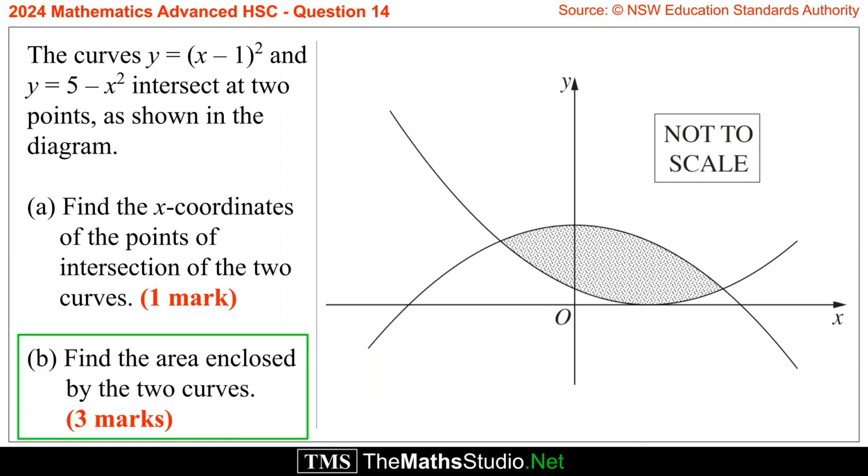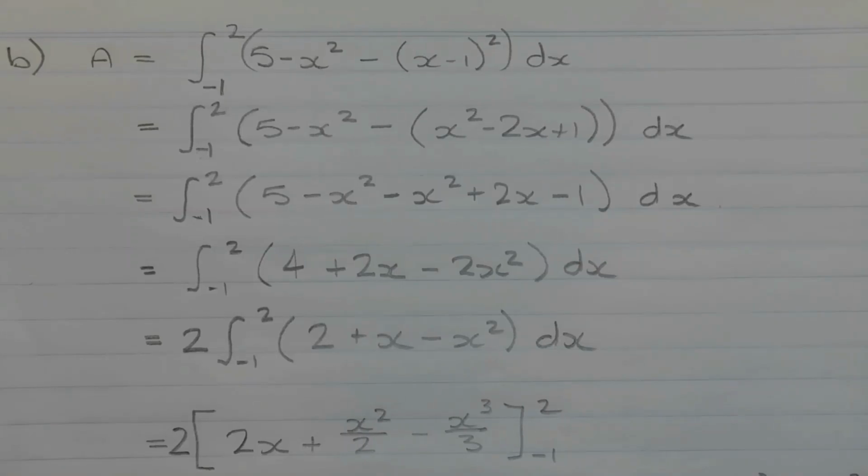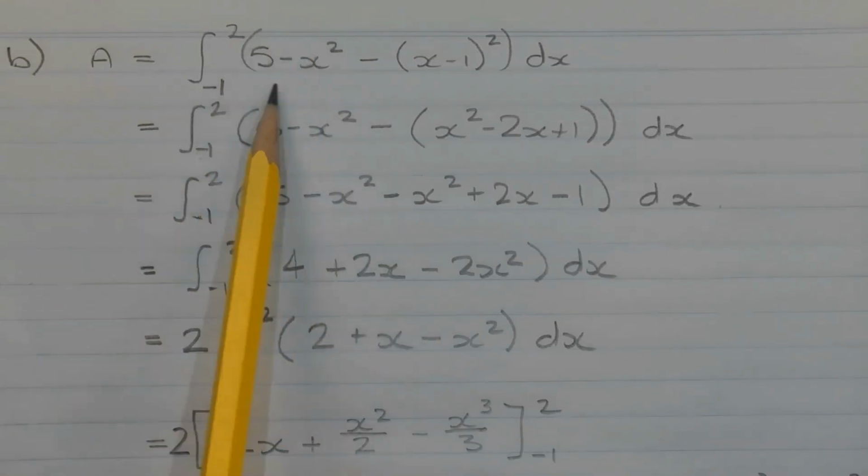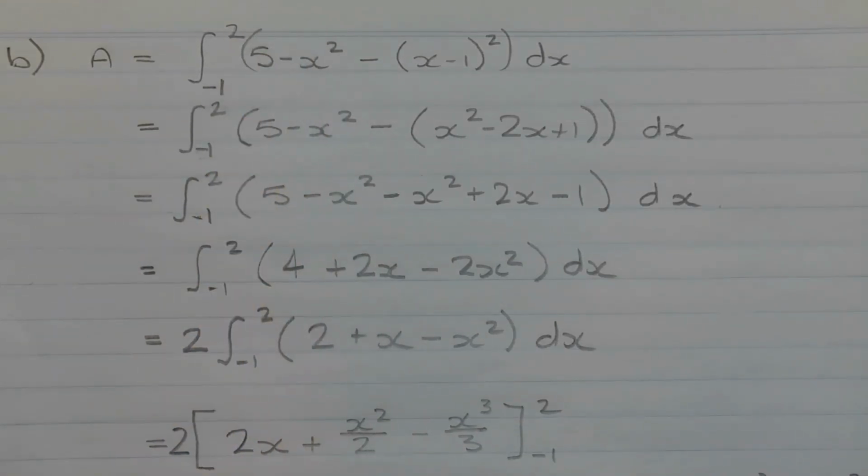Part B. Find the area enclosed by the two curves. The area between the two curves is the difference in the area between the concave down parabola and the concave up parabola between the 2 points of intersection that we've found in part A. So that's from x equals negative 1 to x equals 2. So to find the area, we integrate both curves. And notice that we start off with the concave down parabola because between x equals negative 1 and x equals 2, the concave down parabola is above the concave up parabola.